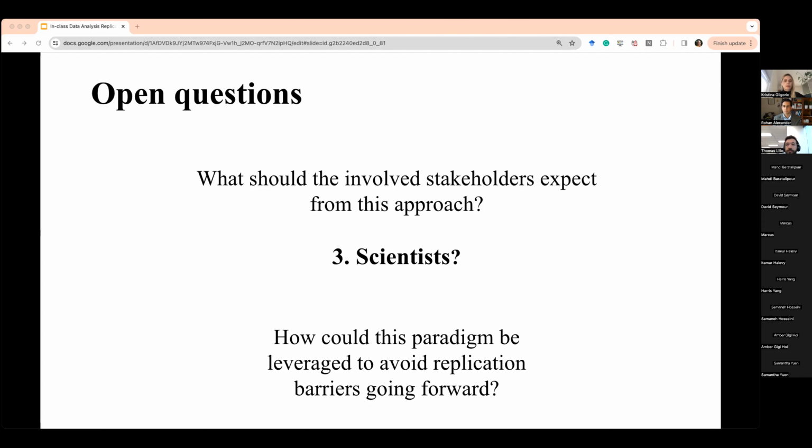And then there are also open questions around scientists and science, and what scientists could expect from this. So could this solution really help benchmark and improve the state of science? Could this paradigm be leveraged to avoid any identified replication barriers going forward?